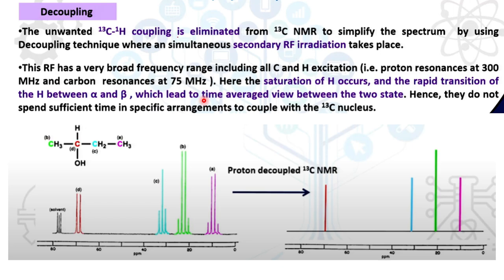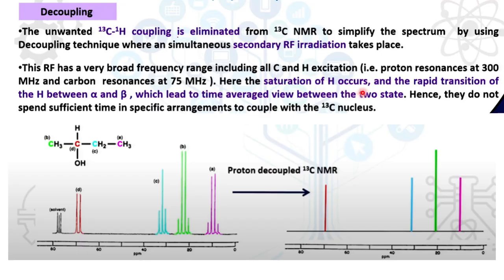Okay. Now for that, you should provide a simultaneous secondary radio frequency at a 90-degree angle to the external magnetic field direction. That radio frequency has a very broad frequency range, including all carbon and hydrogen excitation. There is proton resonance at 300 MHz and carbon resonance at 75 MHz.